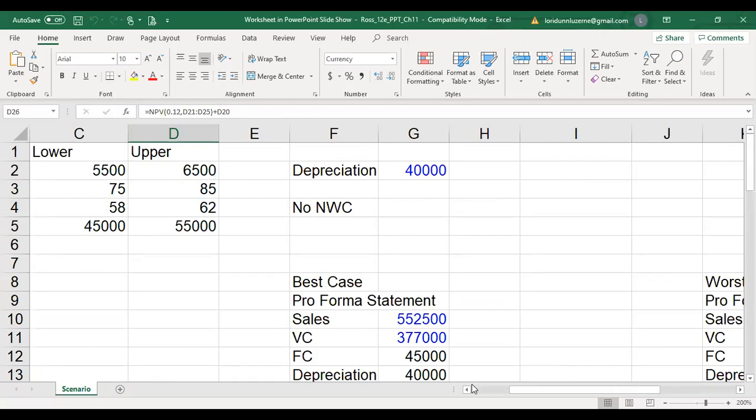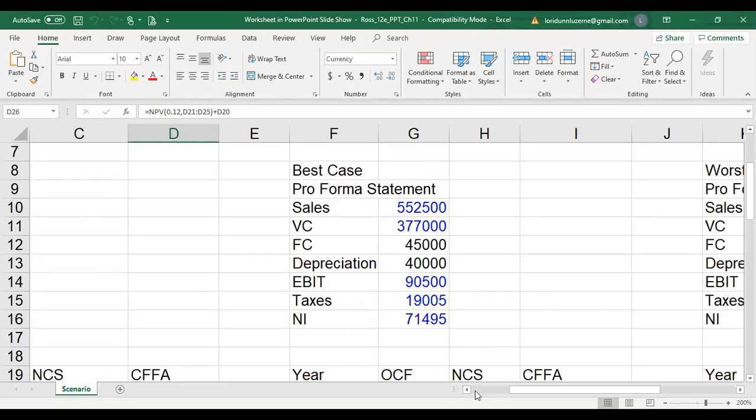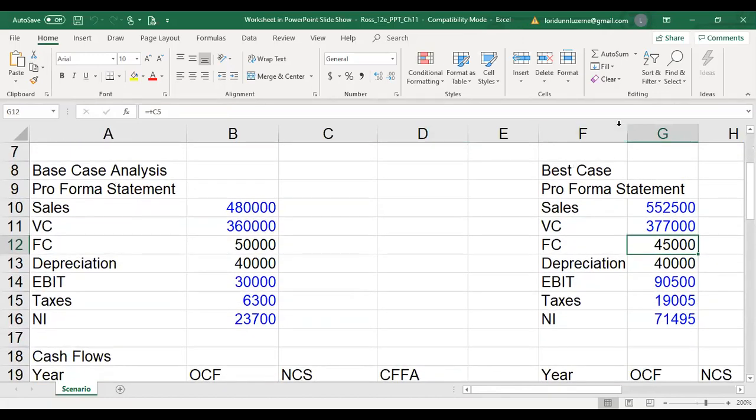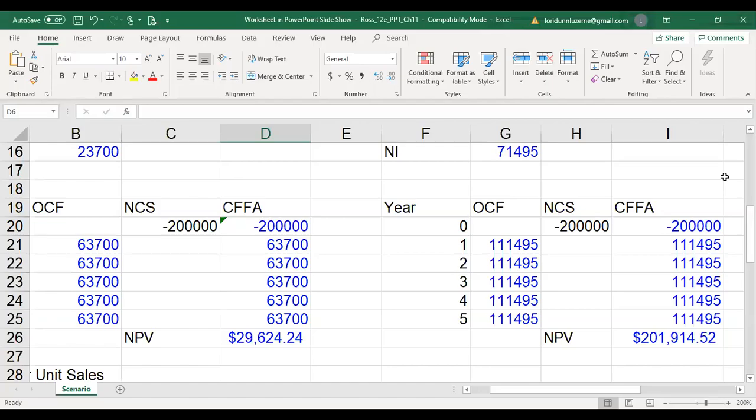Whoa. Sorry. Go over here. This should be 55,000. That should be D5. Oh, sorry, hold on. Sorry about that. There was an error on the spreadsheet. I needed to fix it.